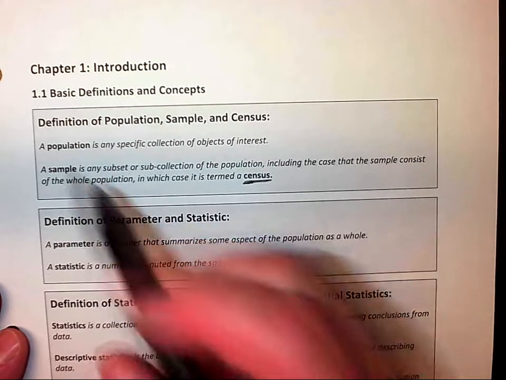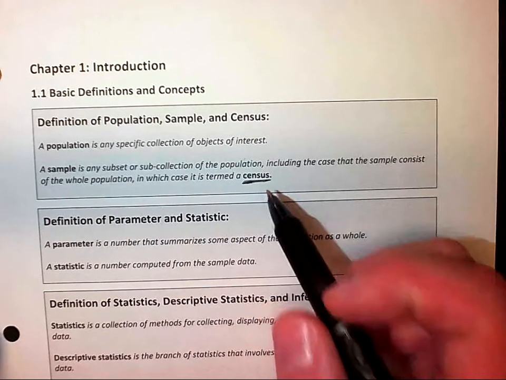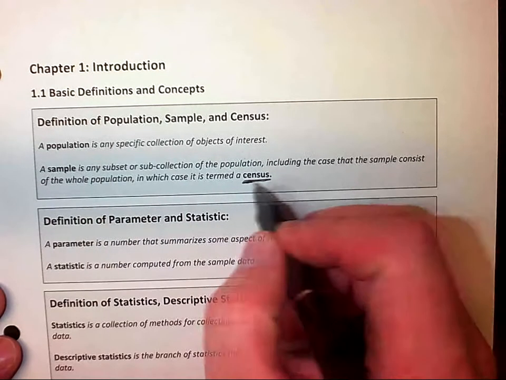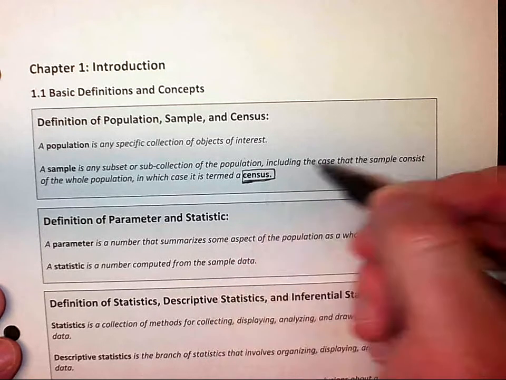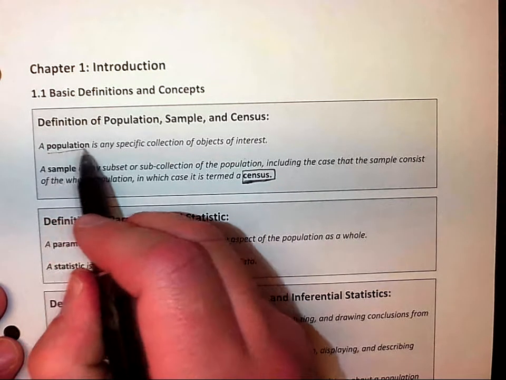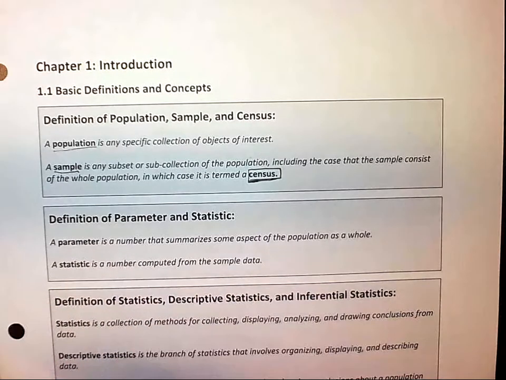Everybody good with what a population, sample, and census are? All right. The census one is not super important for you to remember for the material that we're going to cover later in the semester, but you should have an idea of what a population and a sample is. Any questions about those? All right. Then let's go on to our next two definitions, that of a parameter and of a statistic.